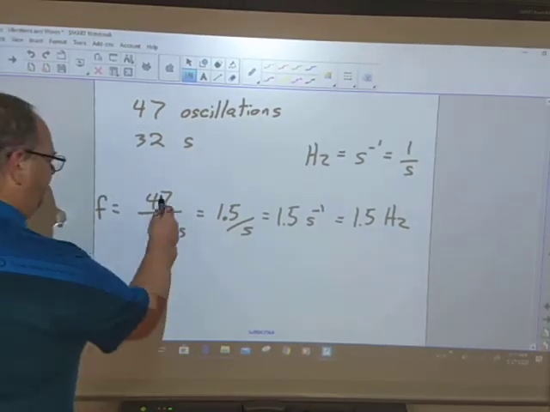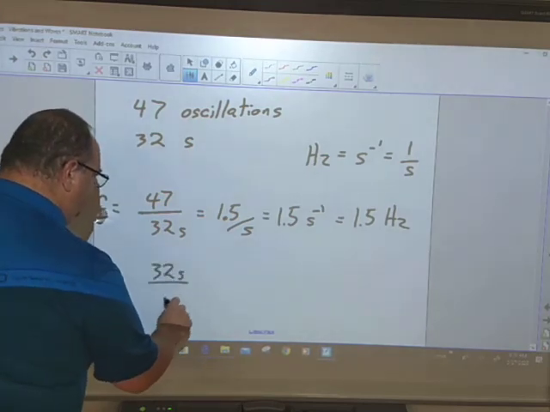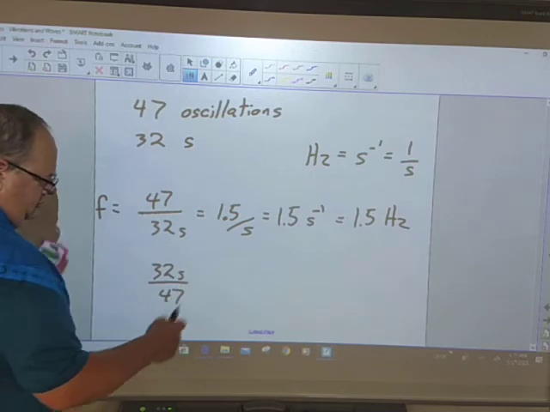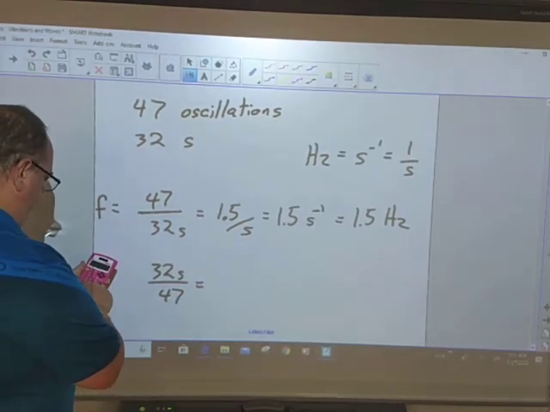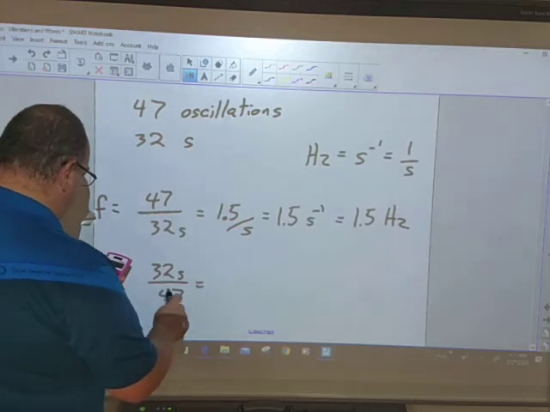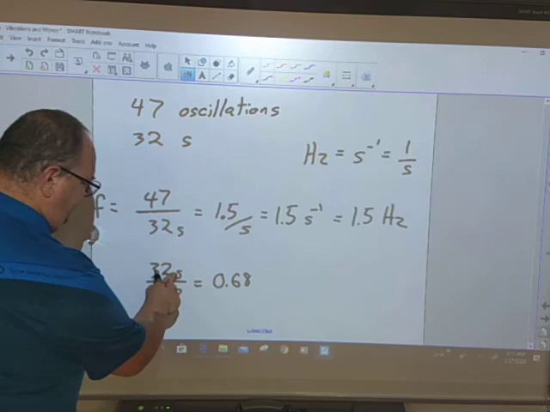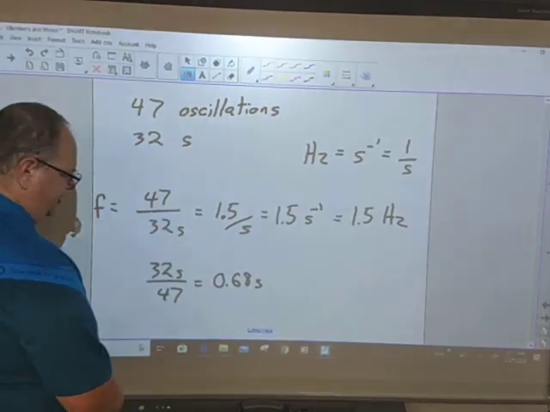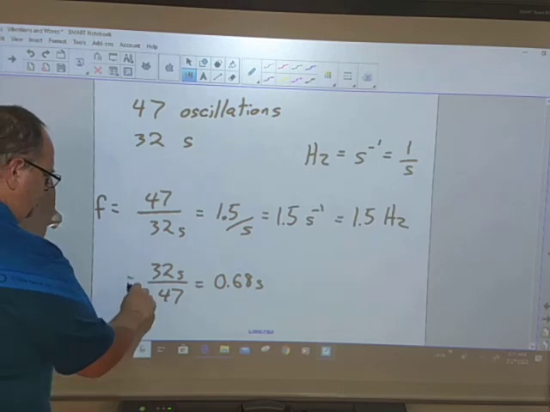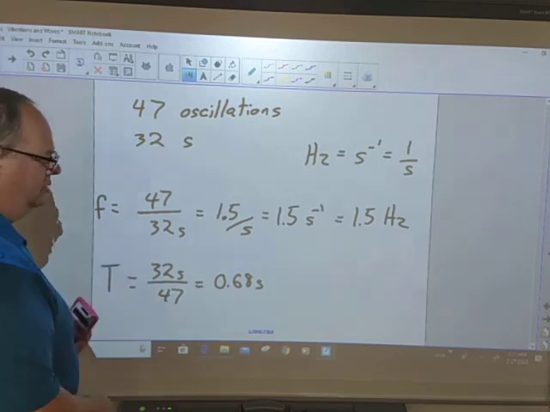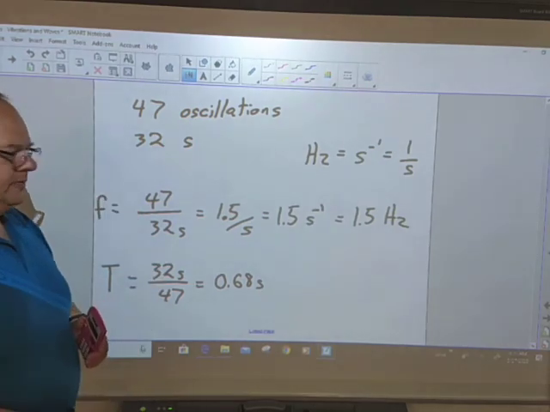Okay? What if I flip those two numbers over? If I took 32 seconds for the 47 cycles, let's see, 32 divided by 47 equals 0.68. If you think about the labels on that, it would just be seconds. It's that many seconds for an oscillation, so that would be the period. So they're just reciprocals of each other.